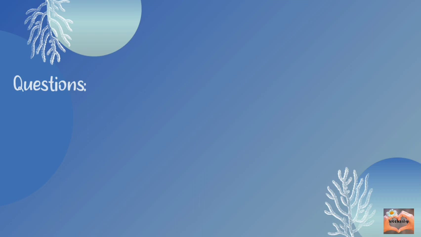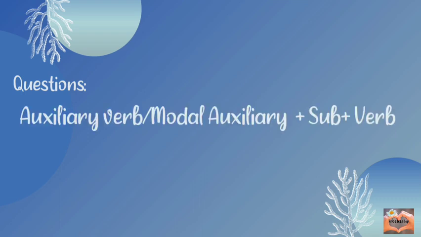In the case of questions, the word order will be auxiliary verb or modal auxiliary plus subject plus verb. So auxiliary verbs can change their form, they are different forms of be, do and have. Forms of be are am, is, are, was, were, be, been. Do, does, did. Then has, have, had, having. Modal auxiliaries will not change their form, which are can, might, ought to, will, could, may, must, should, shall, would.